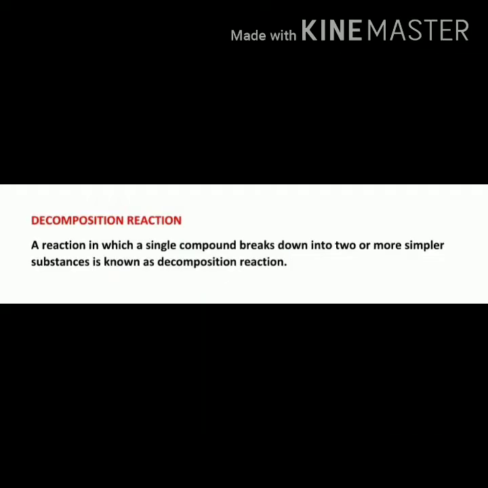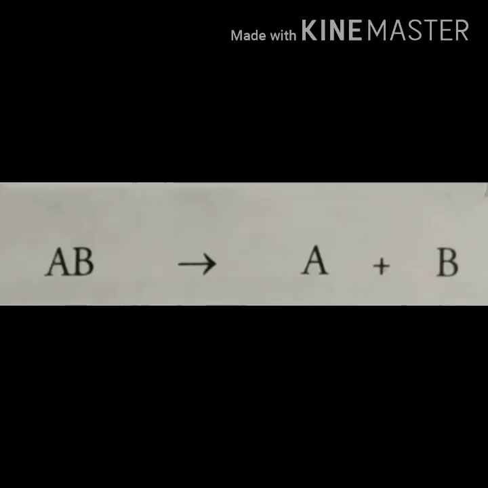The next type of reaction is known as decomposition reaction. In this type of reaction, a compound breaks down to give two or more elements. It is just the opposite of combination reaction. If you see the general formula of a decomposition reaction, you will see that AB gives out A plus B. That was just the opposite of what we did just now, that is combination reaction, where A plus B gives out AB. But in a decomposition reaction, AB will give A plus B, just the opposite.